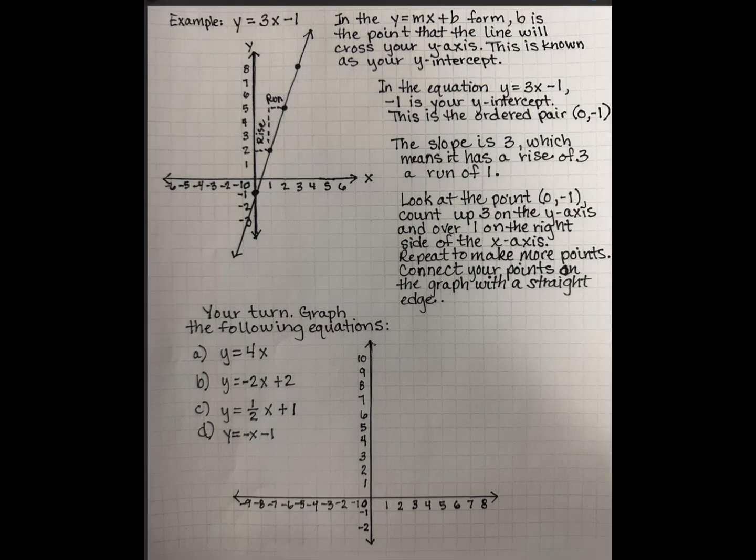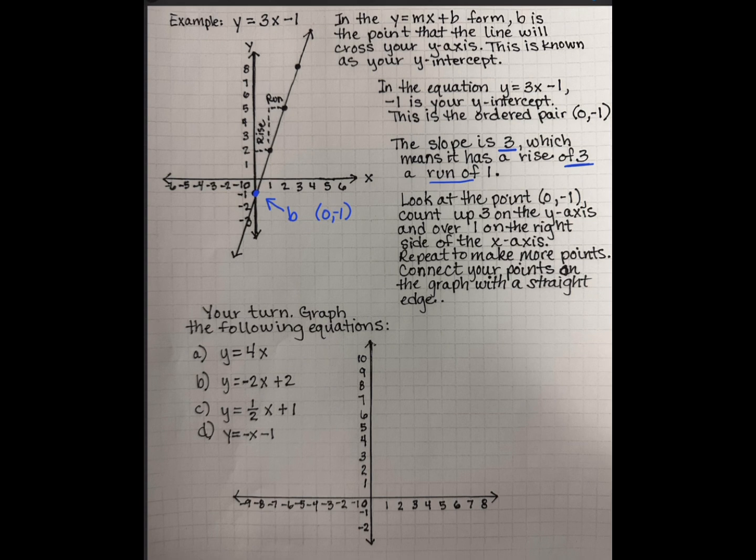You'll see that I place a blue dot right where my b from the equation y equals mx plus b is located. And that's at the point -1. So I got this from the equation 3x minus 1, where -1 is where it crosses the y-axis. That is the ordered pair 0, -1.